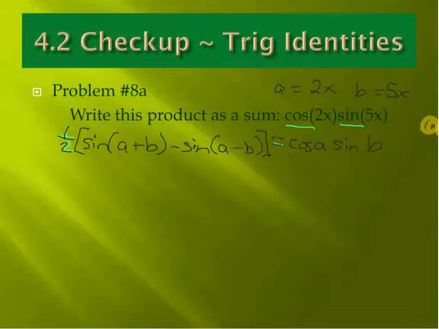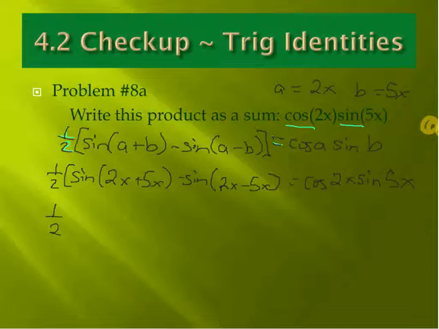Okay, so let's go through our problem, and wherever I see an A, I'm going to put in a 2x. Wherever I see a B, I'm going to put a 5x. Everybody okay plugging in your 2x and your 5x? Pretty simple. Okay, so now we're going to simplify. So I'm going to combine some like terms. My 2x and 5x is going to become a 7x. And over here, my 2x minus 5x is going to be a negative 3x.